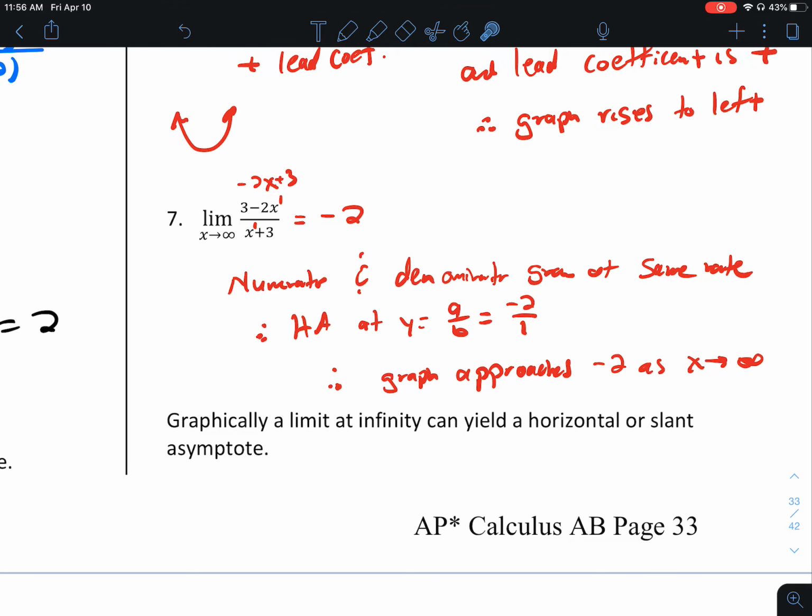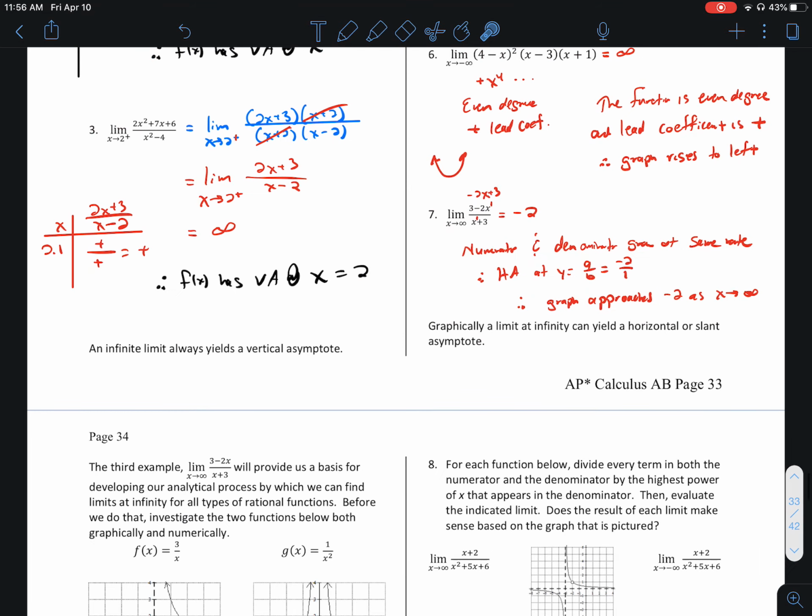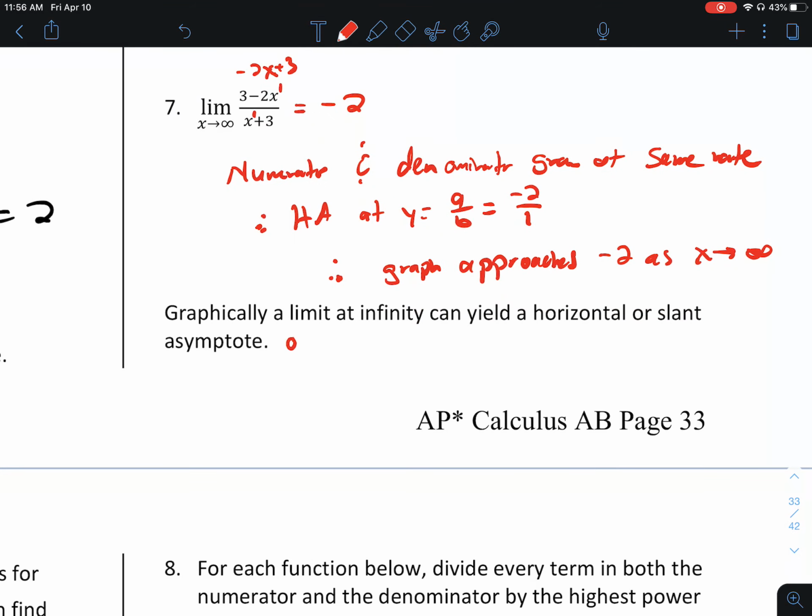Graphically, a limit at infinity can yield a horizontal or slant asymptote. Well, that's not entirely true. Or it can produce neither. It can go to negative infinity or positive infinity.